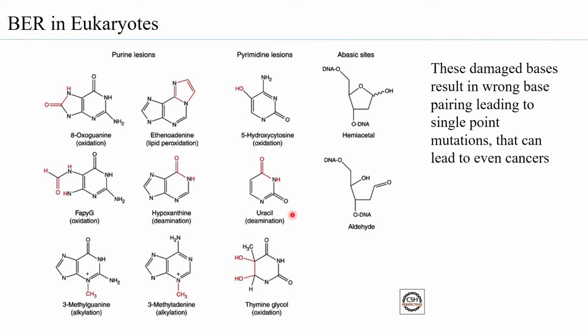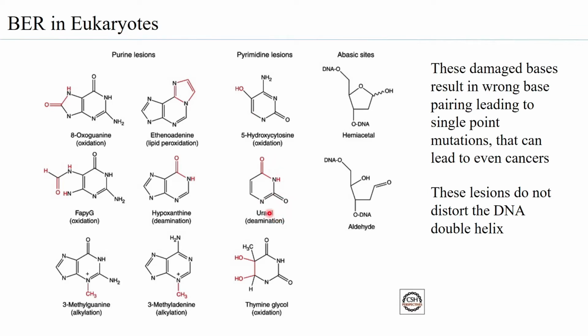Now, these damaged bases do not really create any distortion in the double-stranded DNA, but what can happen is they are not able to base pair correctly. They will base pair with a wrong nucleotide. For example, 8-oxoguanine can form two hydrogen bonds with cytosine, but it can also bind to adenine. So here the base pairing changes. Similarly, cytosine would bind to guanine, but because of the presence of uracil, you would have it binding to A.